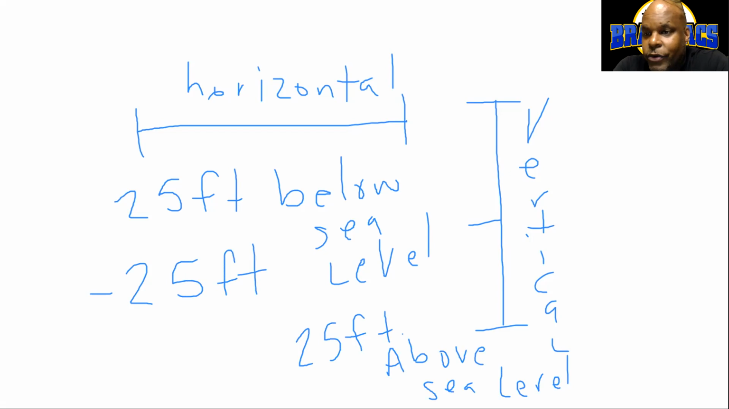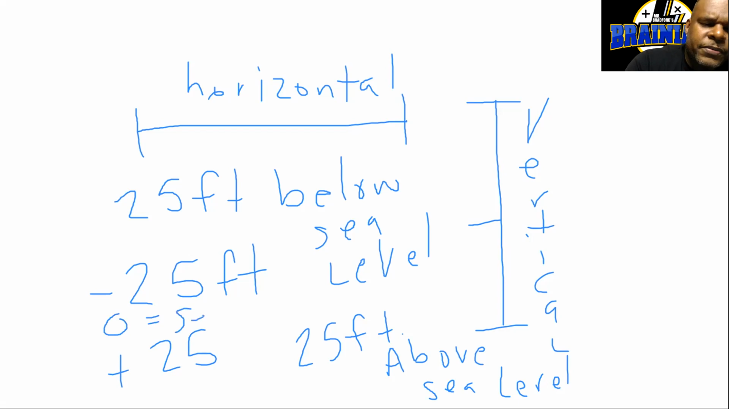25 feet above sea level, what would that look like? Great job. That would be a positive 25. So what number would be designated by sea level? If 25 feet below sea level is negative 25, and 25 feet above sea level is positive 25, what number would represent sea level? Great job. So sea level is equal to 0.